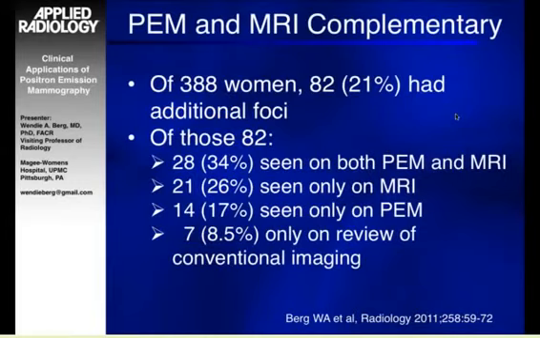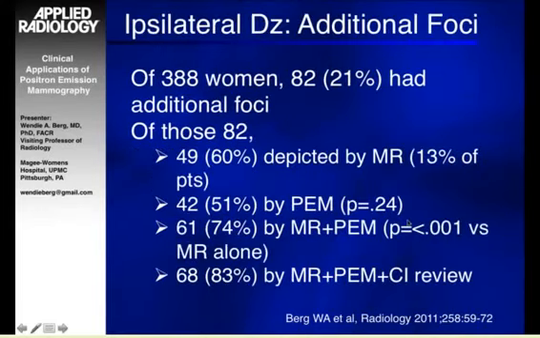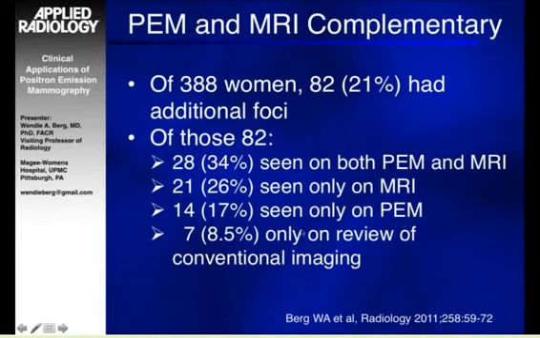So this is an important slide, and interestingly, we found that PEM and MRI are complementary. There's nothing simple about what we do. I mentioned there were 82 women who had additional tumor. Of those 82 women, we were able to see overall 34% with both PEM and MRI, 26% only on MRI, 17% only on PEM, and importantly, there were some cases, 8.5%, that were seen only on review of conventional imaging.